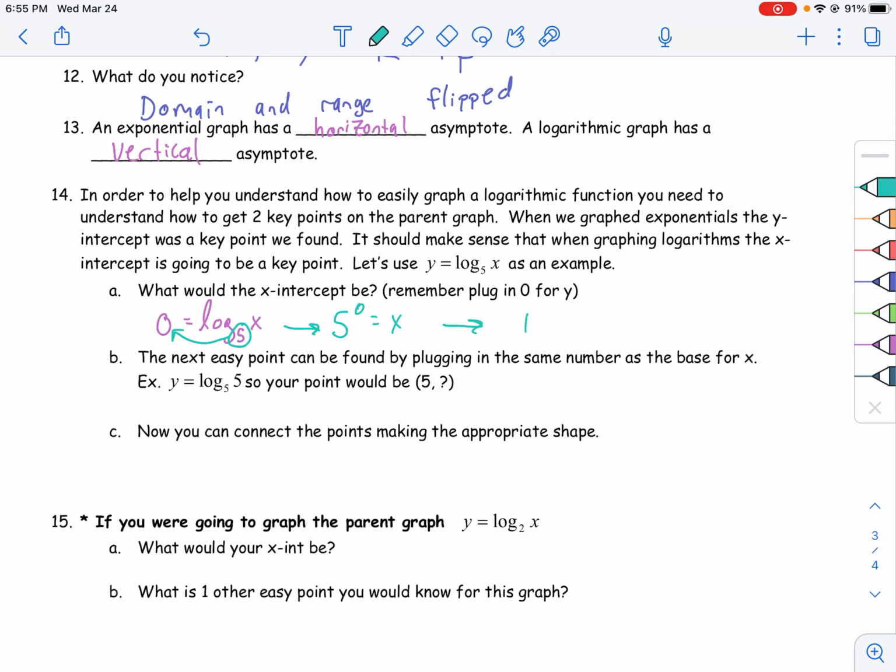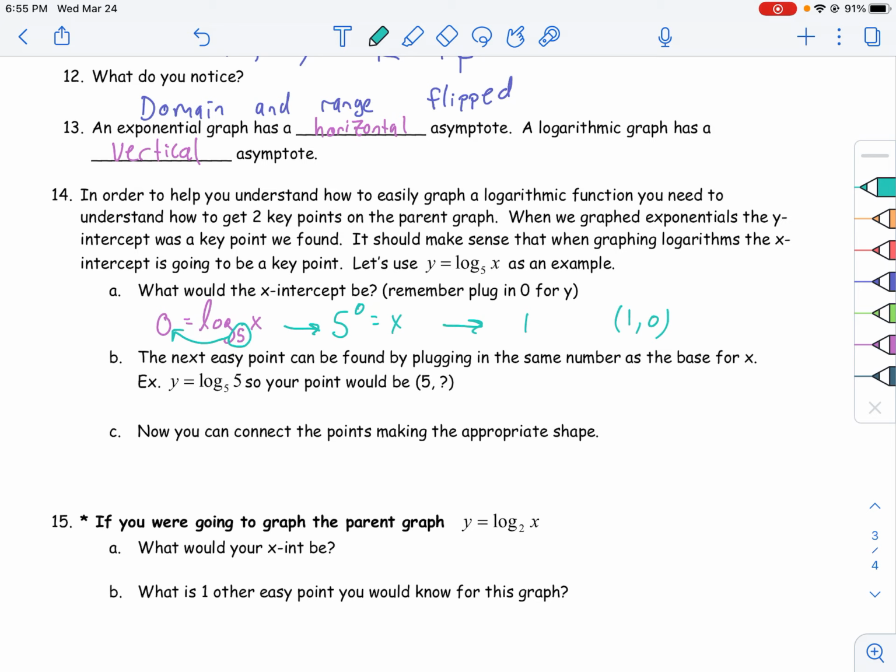So then 5 raised to the 0 is just 1. Right? So what is the x-intercept? The x-intercept is (1, 0). And that is going to be true for every single log. Doesn't matter what the base is.